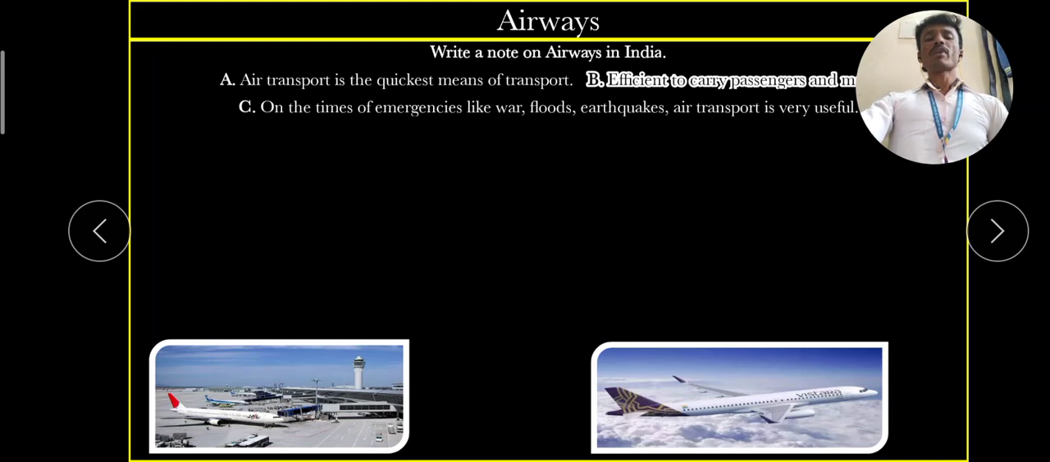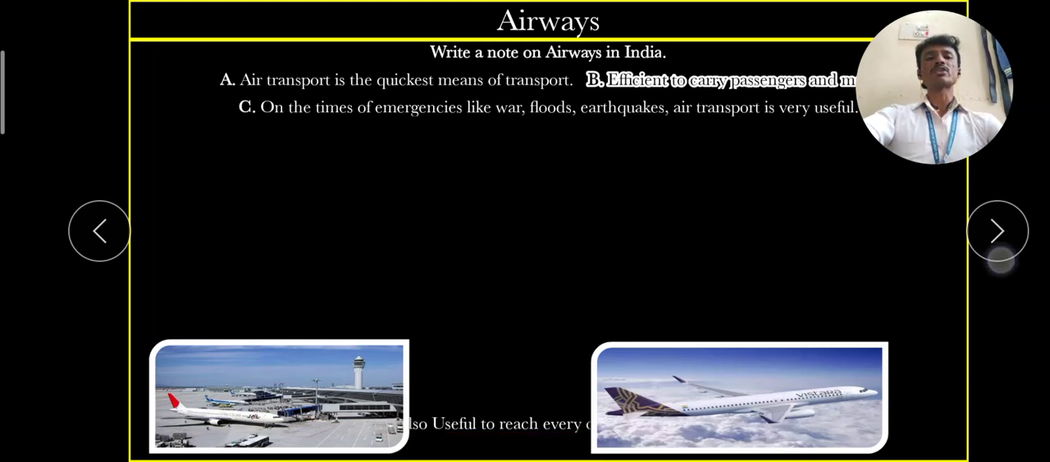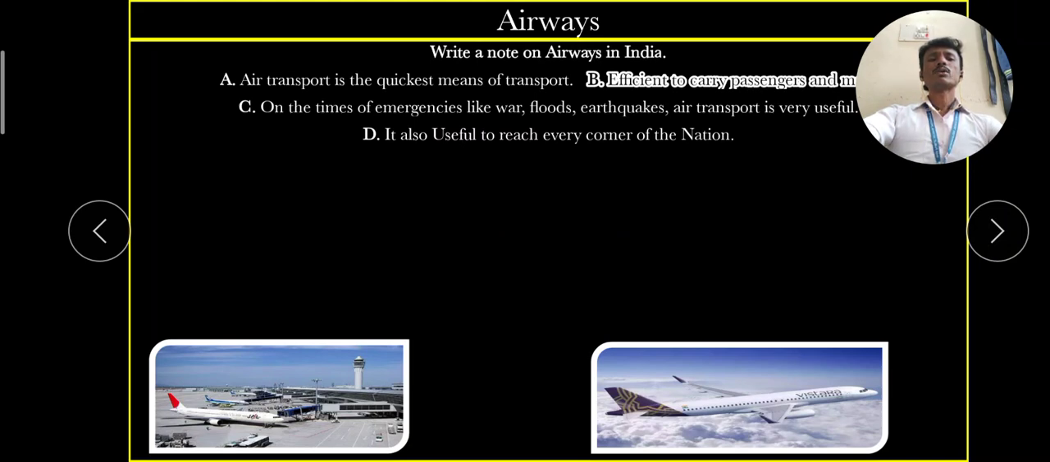In times of emergencies like war, airways play a very important role. In times of floods and earthquakes, air transport is very useful. Even in critical situations, the airways play a very important role. It is also useful to reach every corner of the nation, north, south, west, east, any corner of the nation is possible to reach. So that is the capacity of the airways.